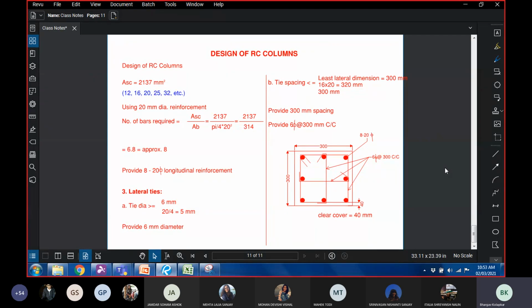Okay, so please go through the presentation and the numerical, and we'll have a test on the design of reinforced concrete columns on Saturday. I hope there's sufficient time. It's a very small topic, shouldn't take more than a couple of hours.